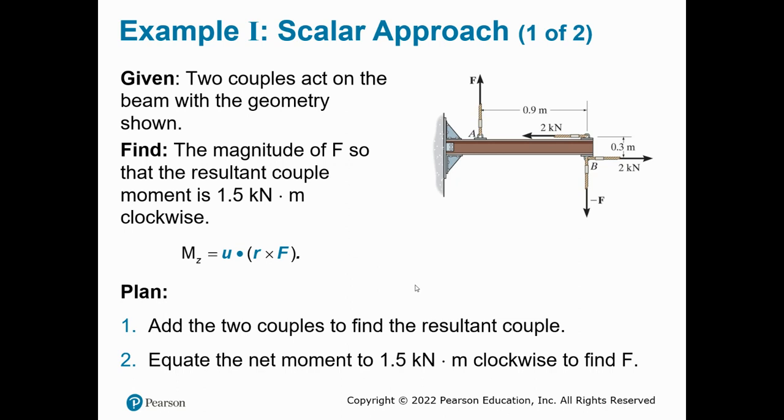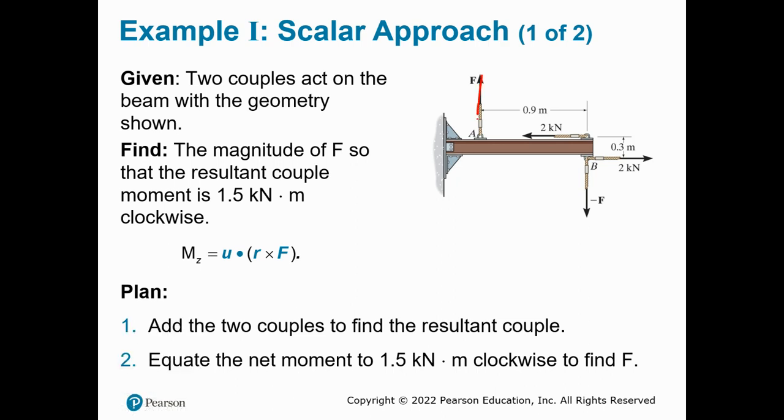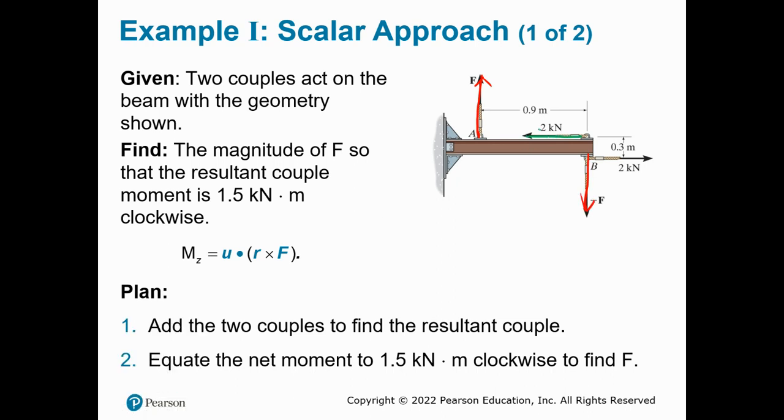Let's take a look at our first example together. We have two couples acting on the beam, this rigid body, so really we need to separate them. Let me use a color code. The first couple is this F and this F. And the other two, this 2 kilonewton and this 2 kilonewton, are a couple. We're looking for the magnitude of F so that the total resultant couple moment is 1.5 kilonewton meter clockwise.